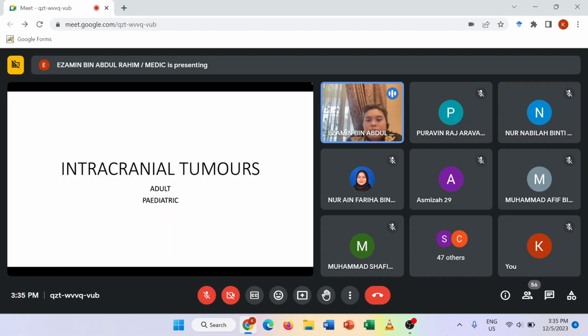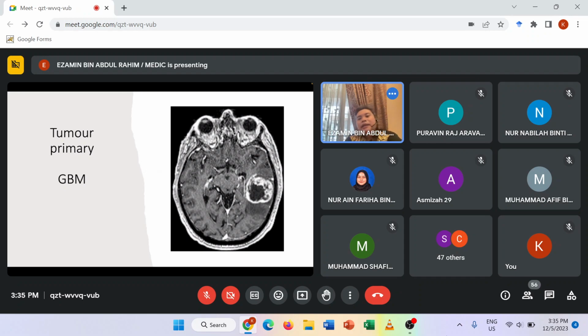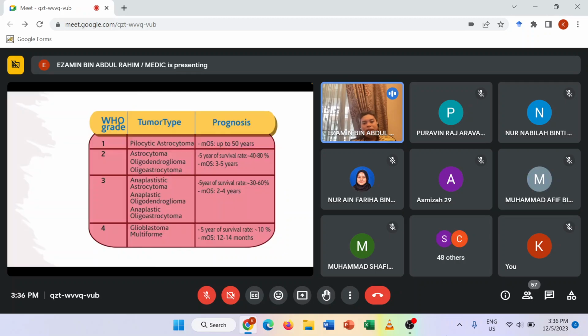Okay. Then we go quickly to the intracranial tumors, adult and pediatric, and paling banyak kalau primary in adult is gliomas lah. Ini kita panggil primary brain tumor. And then the most notorious, the most common, sadly, is GBM, glioblastoma multiforme. Multiforme, belakang dia multiforme. Maksudnya dia ada banyak form. Dia ada bleed, dia ada cyst sometimes.